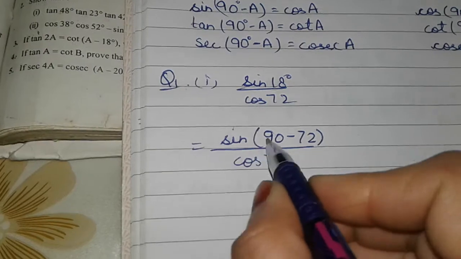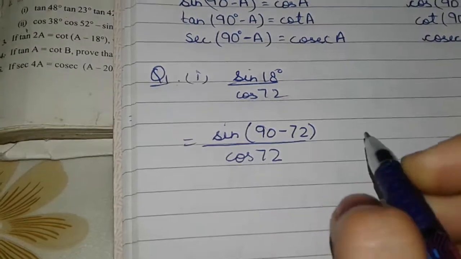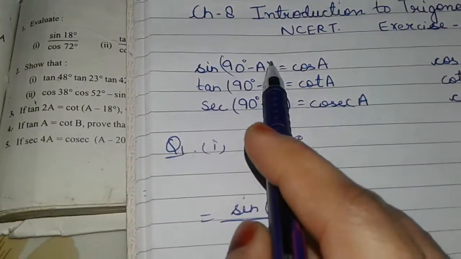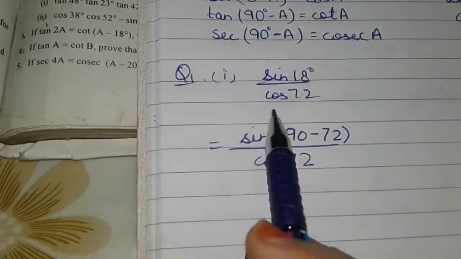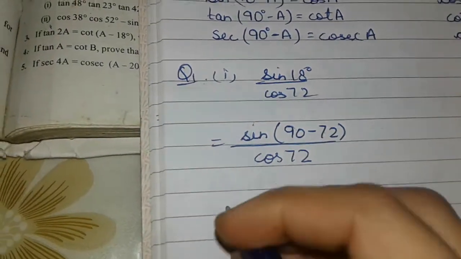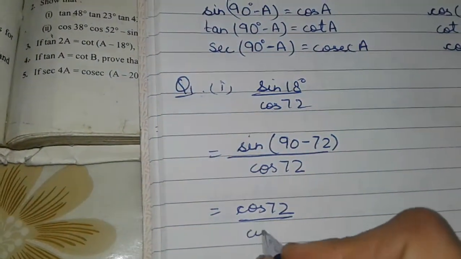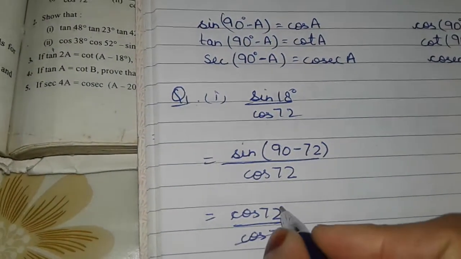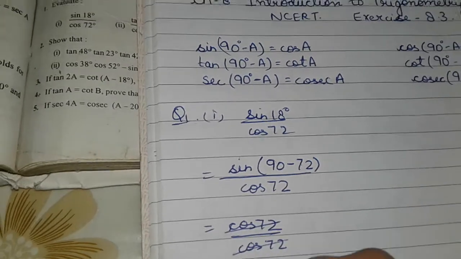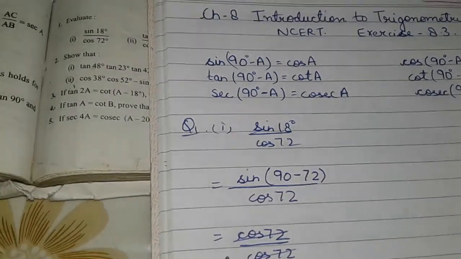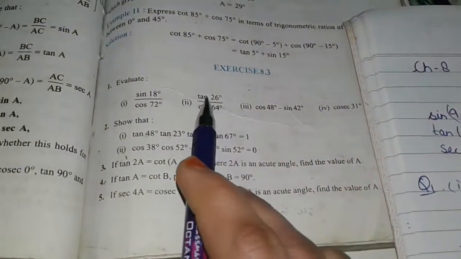Now, sin 90 minus a is equal to cos a. Now, sin 90 minus 72 will be equal to cos 72 upon cos 72. This cos 72 will be cancelled out and the answer will be 1. Next question is tan 26 upon cot 64.